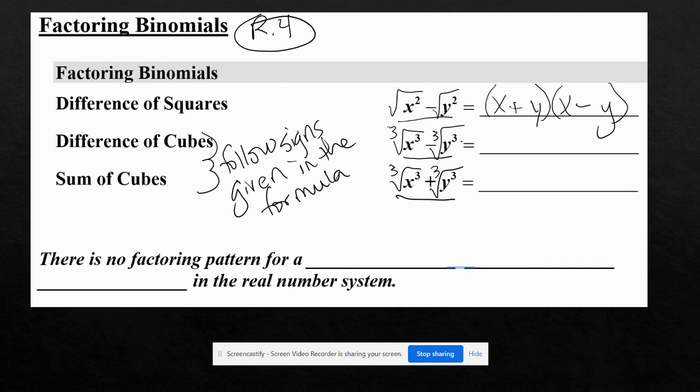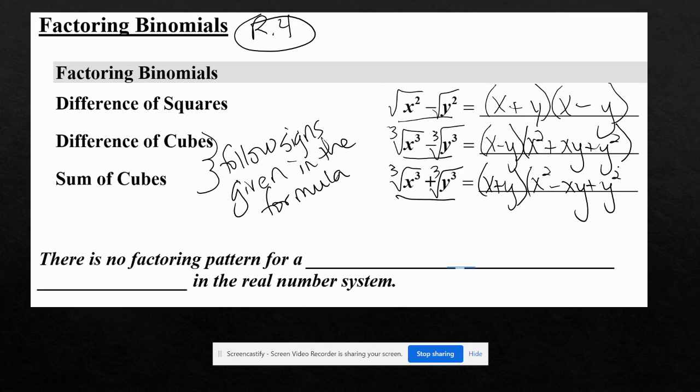You're taking the cube root, and the formula will be x minus y, x squared, plus xy, plus y squared. X plus y, x squared minus xy plus y squared. Okay, you have to follow the signs in the formula, not the sign given when you're multiplying and doing all that stuff for the formula.